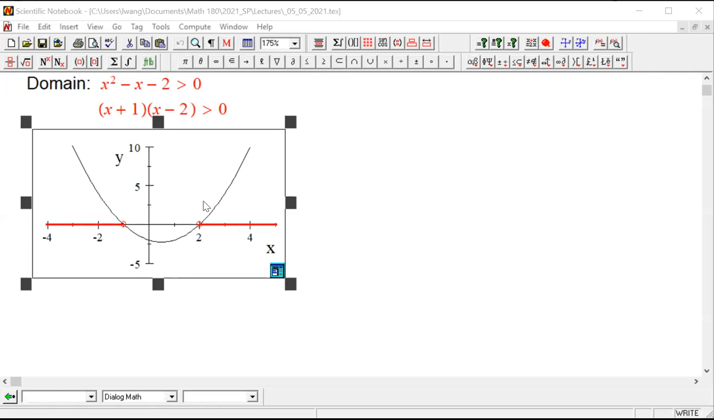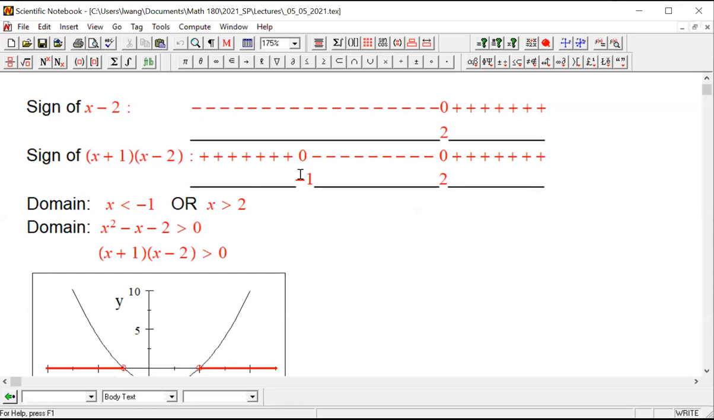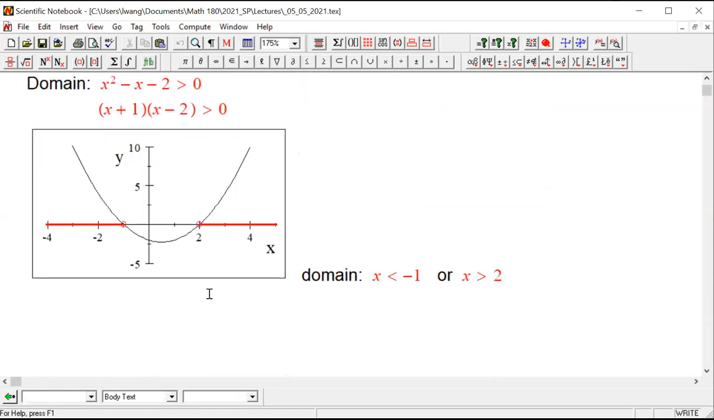Okay, so anyway, for me, this is sufficient. So you can tell the reader, right? The domain is x less than -1, or x is larger than 2. I like it this way because it's so clear. Can you do it that way? Of course. Why not? But anyway, we just did the first part.